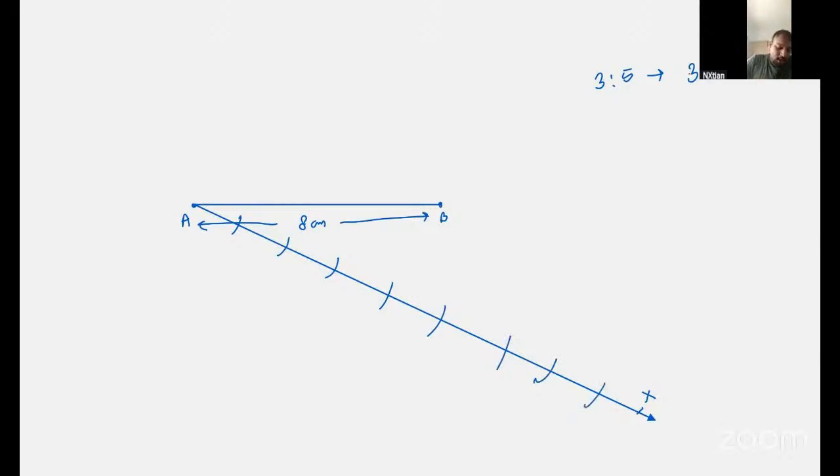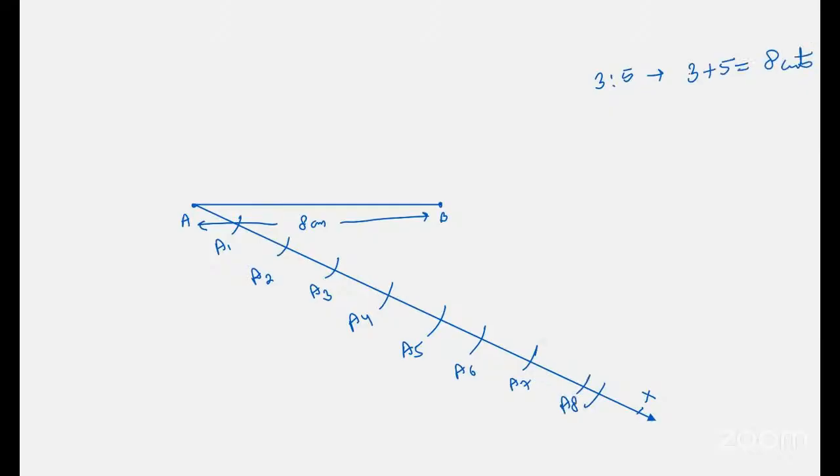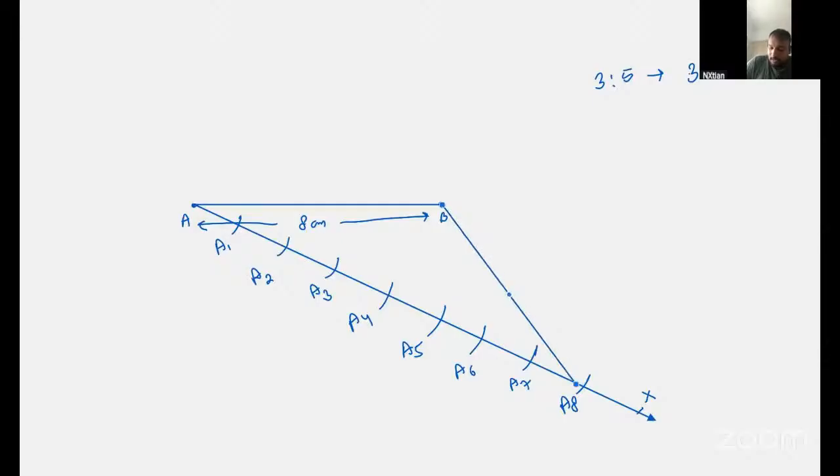Okay. So now what we have to do? We have to write the names. This one is A1, A2, A3, A4, A5. This one is A6. This one is A7. And this one is A8. I will delete the extra line. Then we have to join B and A8. Now you remember?